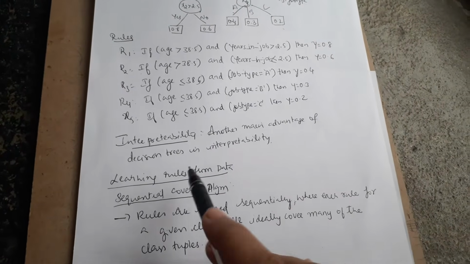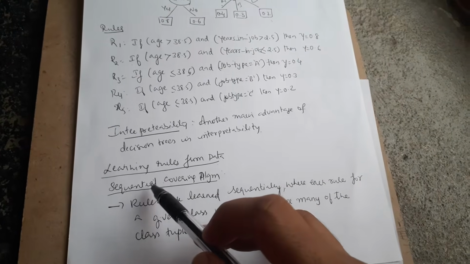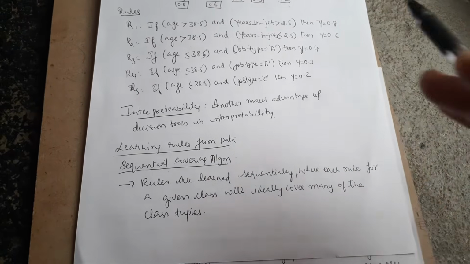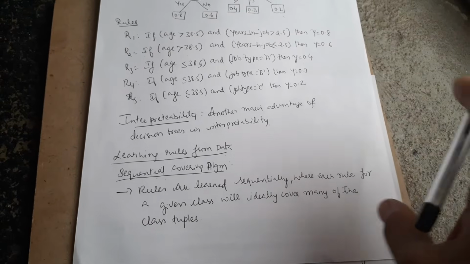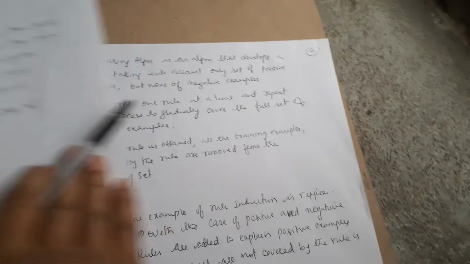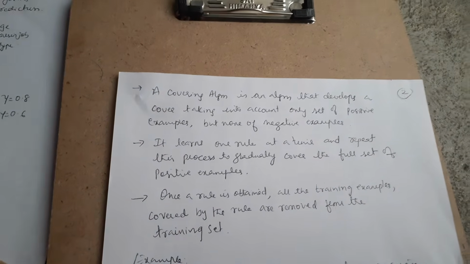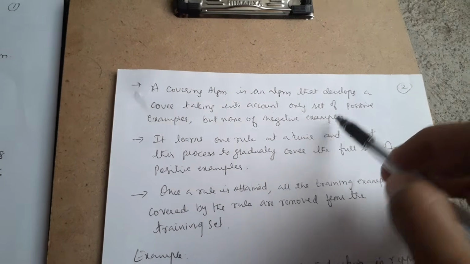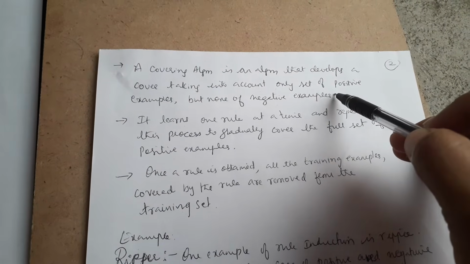Next is learning the rules from the data. How are we learning the rules from the data? Let us take an example, the sequential covering algorithm. In the sequential covering algorithm, we learn the rules from the dataset so that they cover all the tuples, sequentially learning the rules one after another. We learn the rules only for positive examples, not for negative examples.